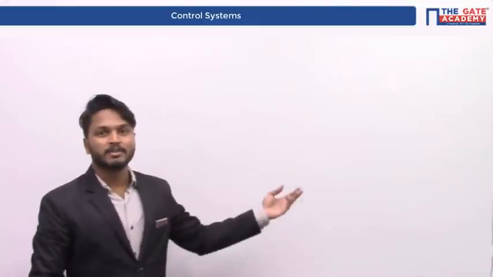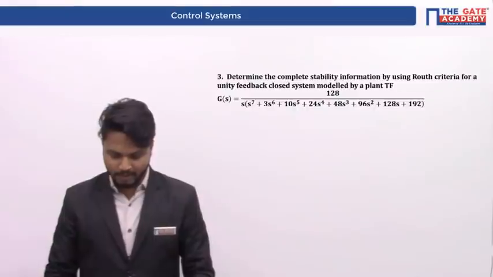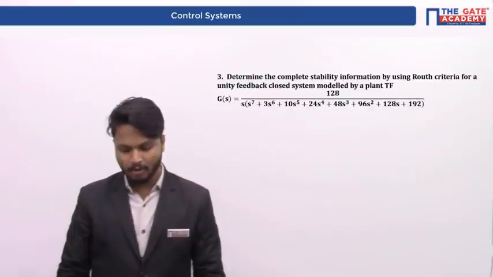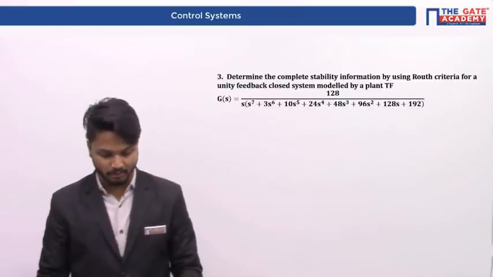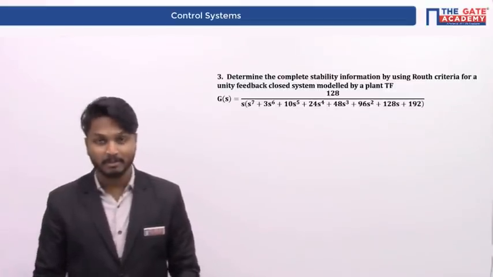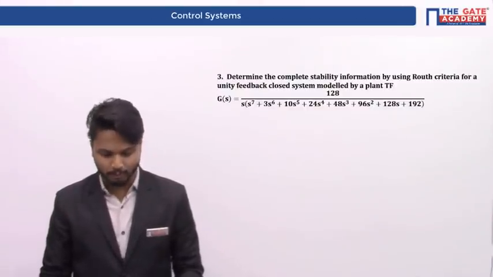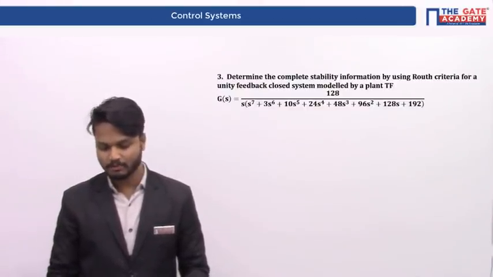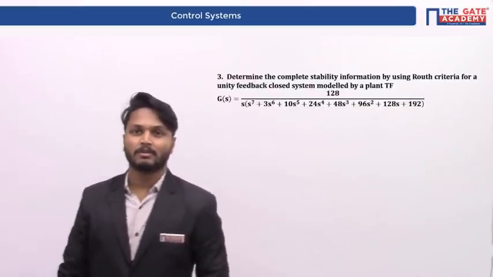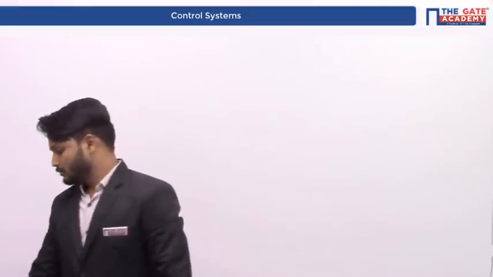So the third question which you can see here is something like this. Determine the complete stability information by using Routh criteria for a unity feedback closed loop system modeled by a transfer function G of s is equal to 128 upon s multiplied by s power 7 plus 3 s power 6 plus 10 s power 5 plus 24 s power 4 plus 48 s cube plus 98 s square plus 128 s plus 192. The question is quite long, of course. You'll get familiar with all the conditions that are prevalent in the Routh array. So the question is like this.